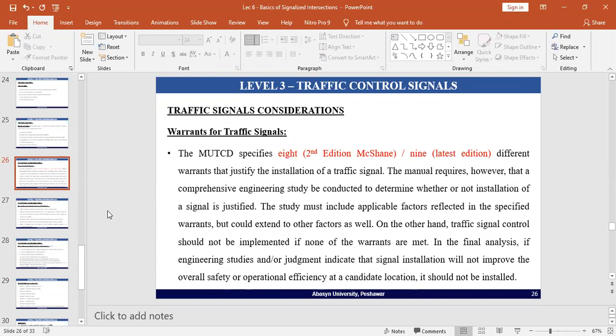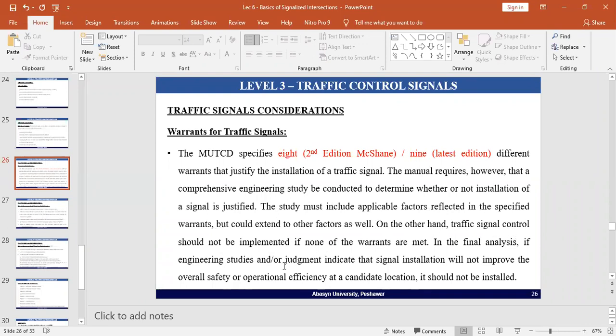You can also refer to international guidelines, but you also need local studies because the situations in different countries are different. So first you need to conduct an engineering study. Now, what will the study include? It must include applicable factors reflected in the specified warrants but could extend to other factors as well. On the other hand, traffic signal control should not be implemented if none of the warrants are met.